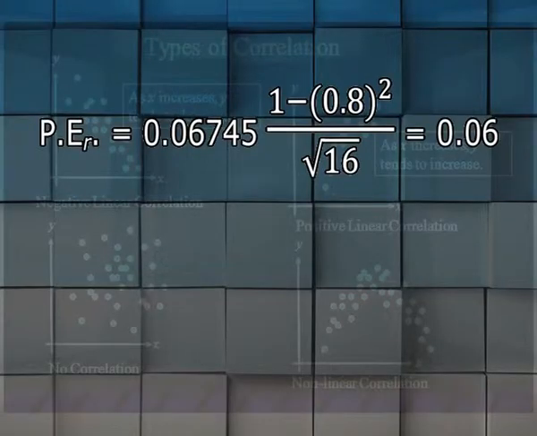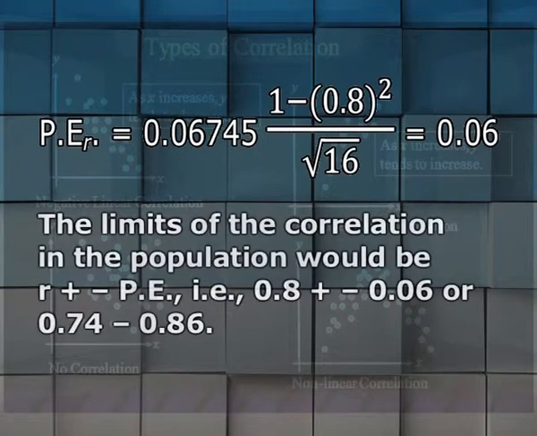Carrying out the computation of the probable error, assuming a coefficient of correlation of 0.80 computed from a sample of 16 pairs of items, we have probable error of r is equal to 0.06745 times (1 minus 0.8 square) divided by the square root of 16. So that gives us 0.06. The limits of the correlation in the population would be r plus or minus probable error, that is 0.8 plus or minus 0.06, or 0.74 to 0.86.